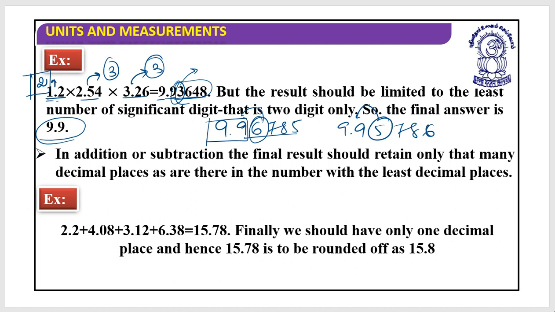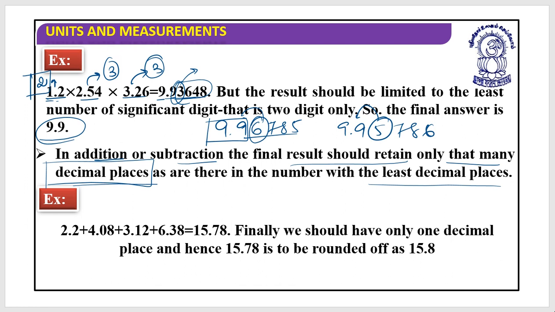Okay, now let's move to the addition or subtraction rule. In addition or subtraction, the final result should retain only that many decimal places as are there in the number with the least decimal places. So in multiplication or division, we are checking the total number of significant figures, and in addition or subtraction, we are checking the number of decimal places.